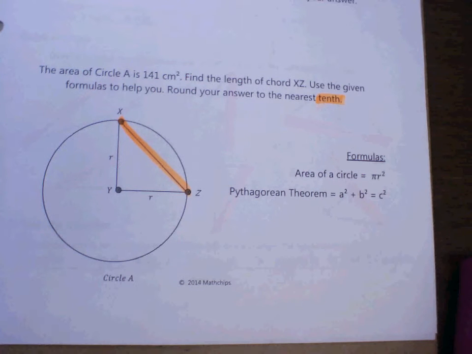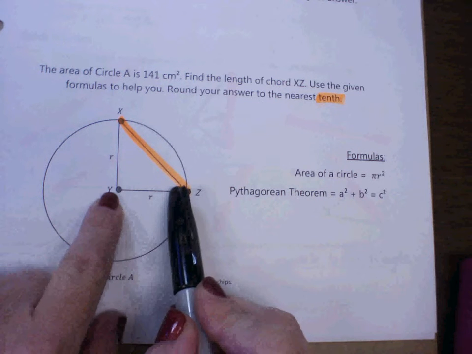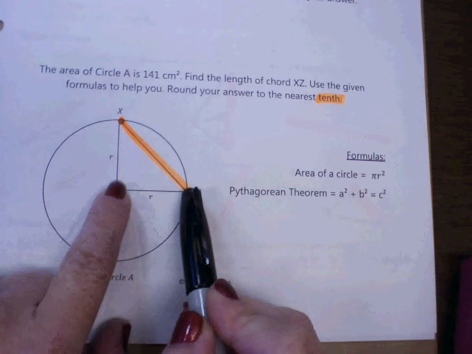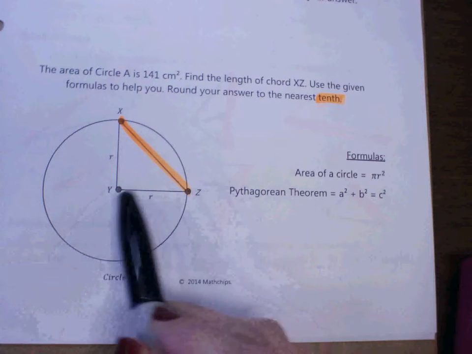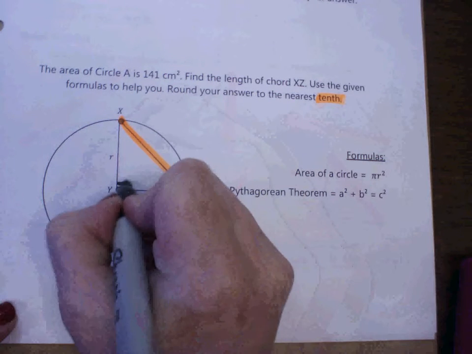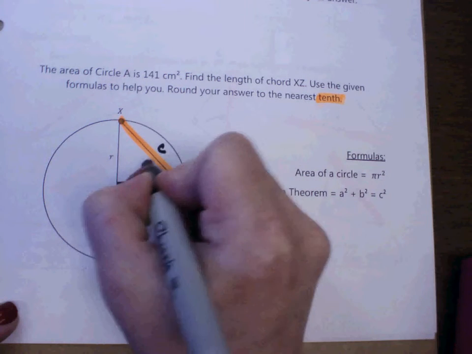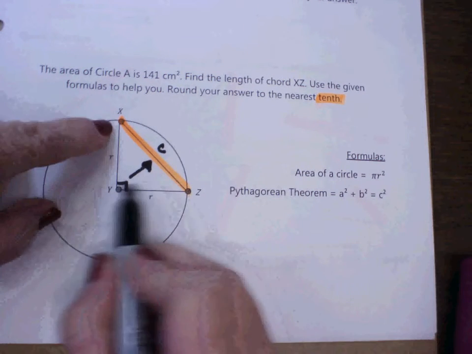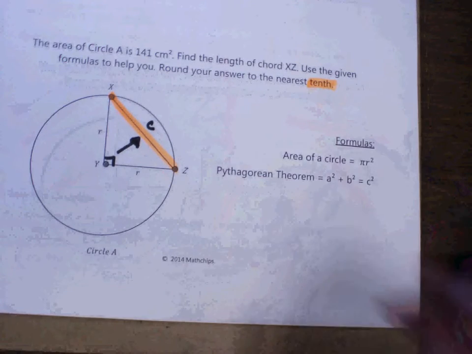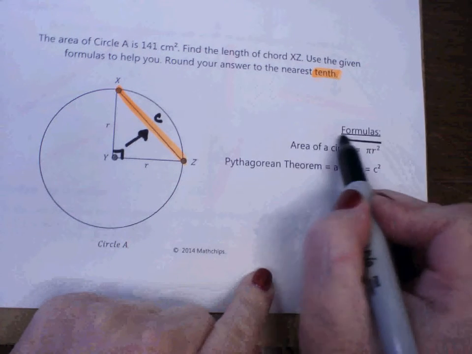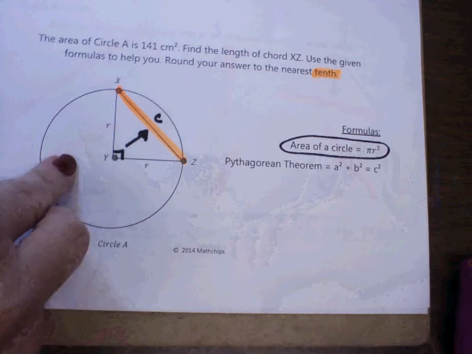So what is this from the circle? Yeah, it is a 90-degree angle. And you're looking for C, but you don't have the other two sides. That's the radius. Very good. So what we need to do is use this formula right here to figure out the radius.